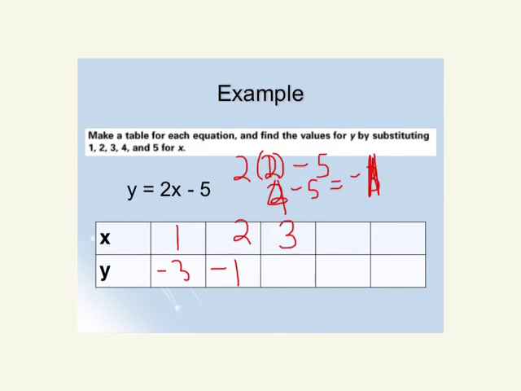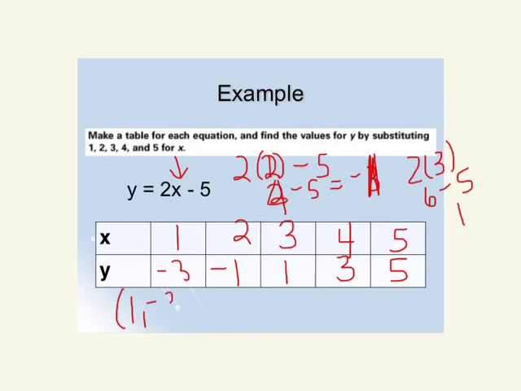Now I'm going to plug 3 in. So now 2 times 3 is 6, and 6 minus 5 is 1. I plug 4 in. 2 times 4 is 8. 8 minus 5 is 3. Plug 5 in. 2 times 5 is 10, and 10 minus 5 is 5. And again, this is a table of values, but they're also ordered pairs. And we could graph these. And if we would graph these, you'd see that they lie all on the same line.